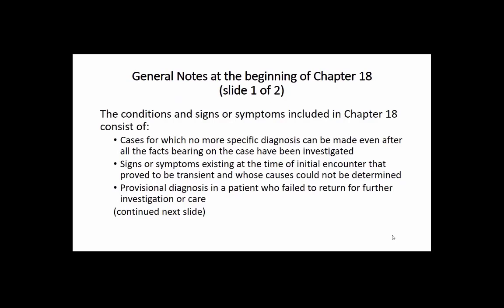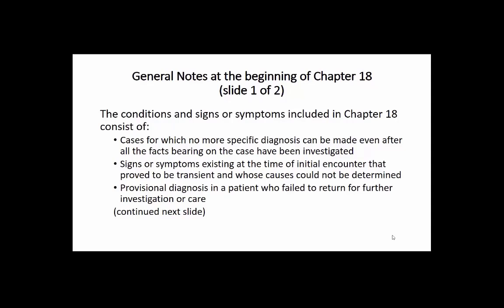I have two slides that talk about the general notes that you might also find at the beginning of Chapter 18 in the code book. The conditions and the signs or symptoms included in Chapter 18 consist of, I think, 6 bullet points here. Cases for which no more specific diagnosis can be made even after all the facts bearing on the case have been investigated. In other words, you just don't know what's wrong, so the doctor is going to say code the signs and symptoms.